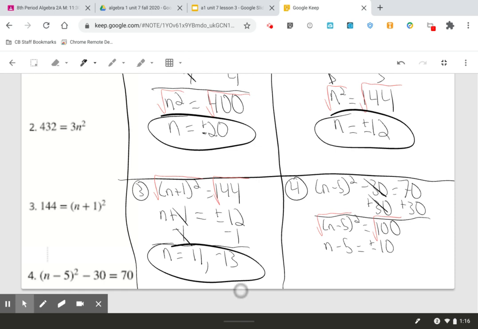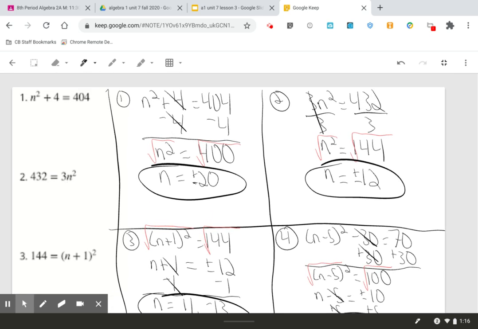To finish this off, to solve for n, I'm going to just add 5 to both sides. So n equals, if I calculate it positive, positive 10 plus 5, that's going to give me n equals 15. If I calculate it negative, negative 10 plus 5 is going to be negative 5. So I end up with 15 and negative 5.